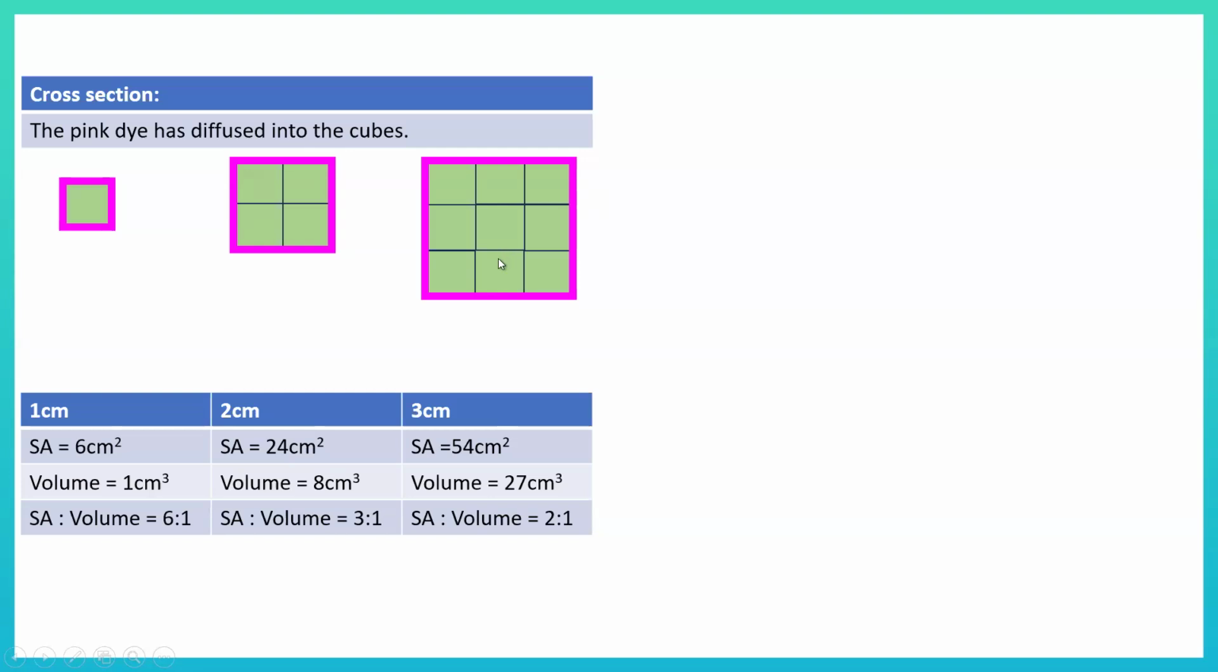So that's why we need to have these big exchange surfaces to speed up diffusion, like the small intestines and the lungs.